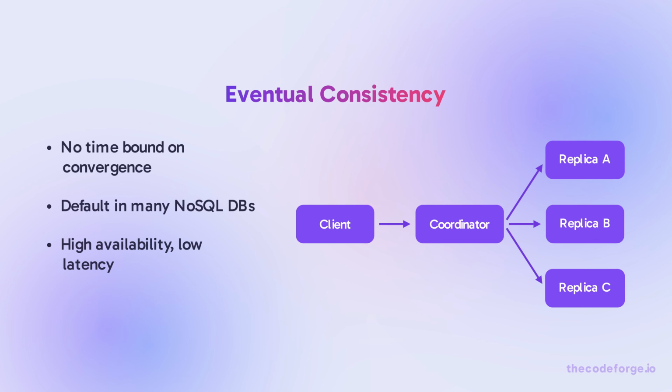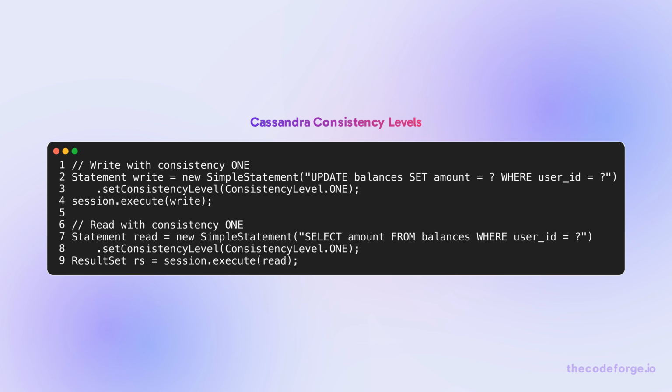Eventual consistency means replicas will converge if no new writes happen, but there's no guarantee when. It's the default in Cassandra and DynamoDB because it maximizes availability. With consistency 1, writes and reads hit a single replica. Fast but may read stale data. For critical data, use quorum to ensure consistency.